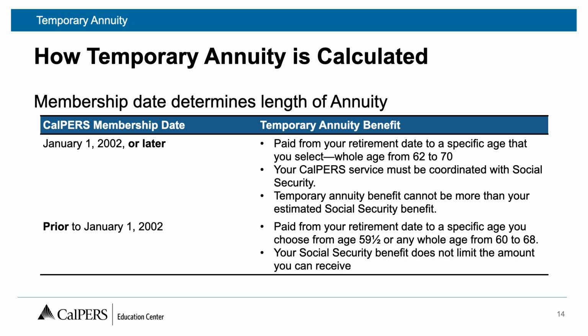If you became a CalPERS member prior to January 1st, 2002, then your temporary annuity can be paid from your retirement date to age 59.5 or to any whole age from 60 through 68. Your Social Security benefit doesn't limit the dollar amount you can receive.